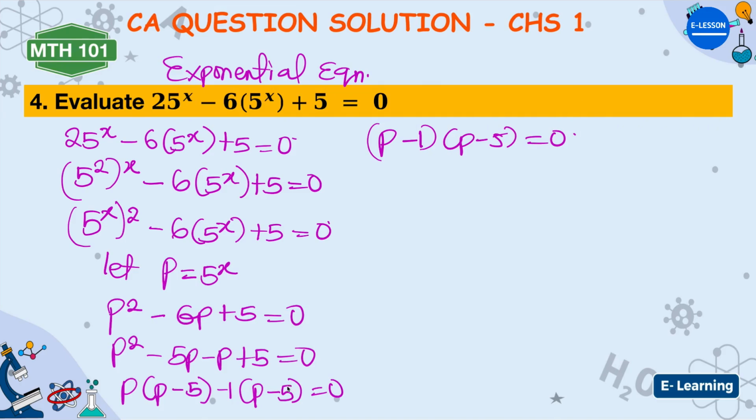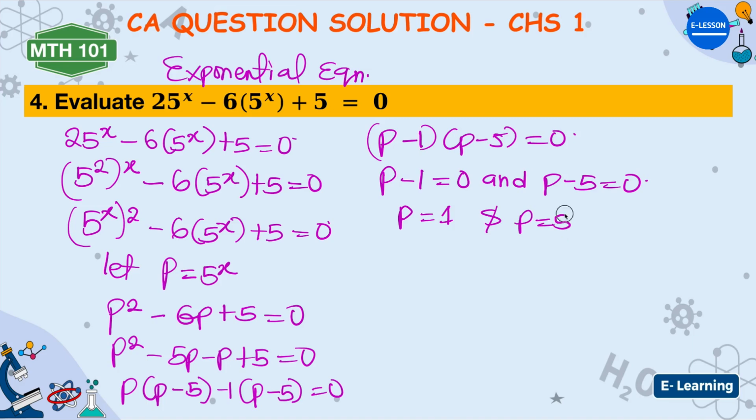p minus 5 is common between both of them. So you take it out and then write what is left. p minus 1. That is the meaning. All right. So this is what we got. So p minus 1 should be equal to 0 and p minus 5 should be equal to 0, because both of them are equal to 0. Now, at the end of the day, p will be equal to 1 and p will be equal to 5.